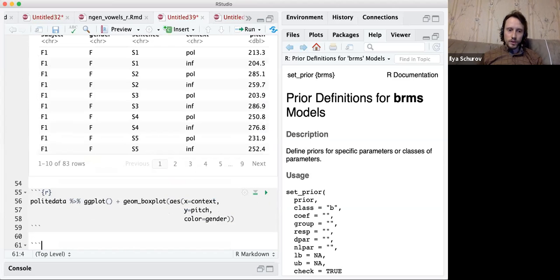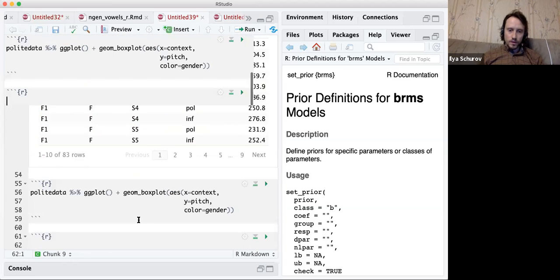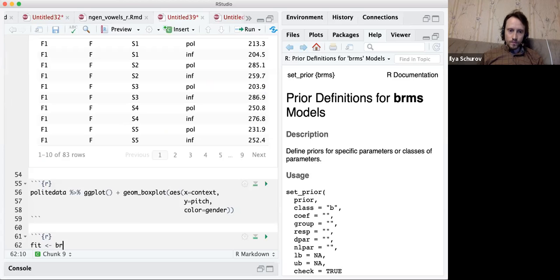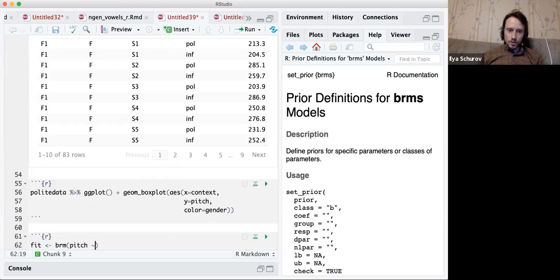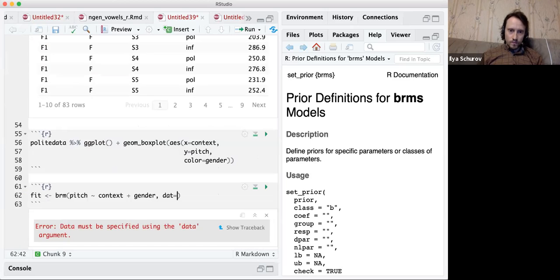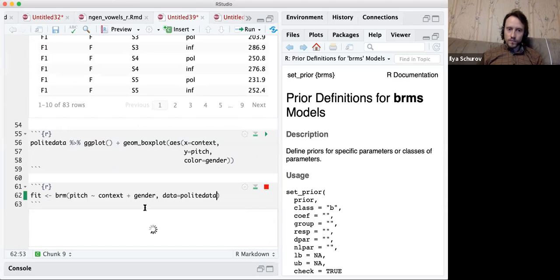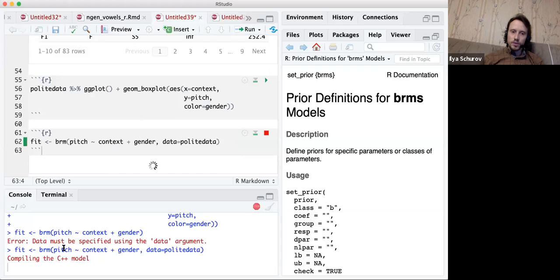And I want to do something like t-test, but in Bayesian settings. And to do so, let me try to use this brm function. So I begin with just a simple regression, pitch, and let us assume that I have effects of context and effects of gender. Now it will try to compile this model into some C++ code and then use Stan to run everything.